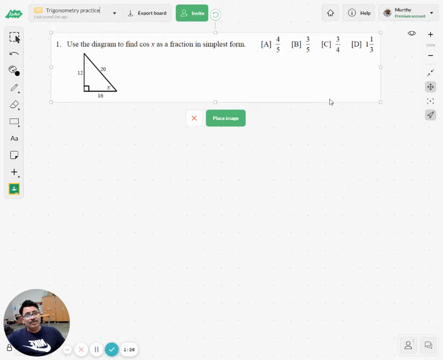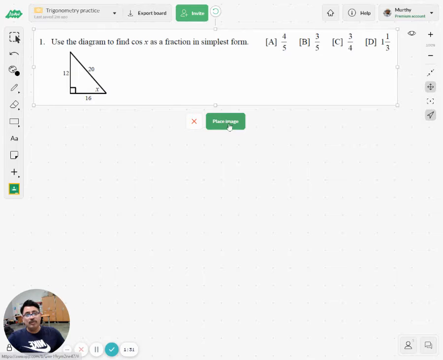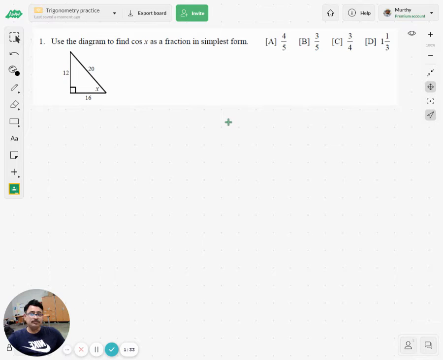In today's class, you'll be learning more problems on how to use trigonometry. So here, use the diagram to find cos x as a fraction in simplest form.